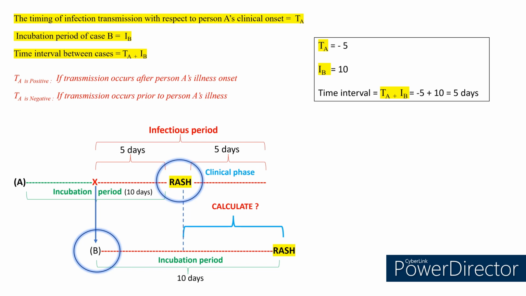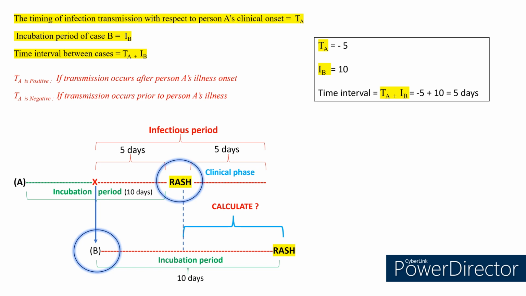So in this case, TA will be minus 5, and what is the incubation period? It's the same 10 days. So the time interval will be TA plus IB, minus 5 plus 10, which is equal to 5 days. So in either way, you get the same answer, but I am trying to explain you the concept behind it, so that even if they change the question, or sometimes they might directly ask you to calculate the serial interval.